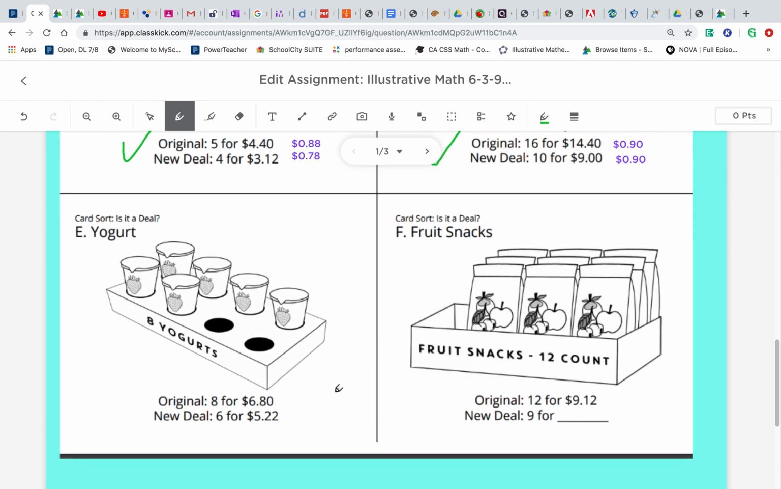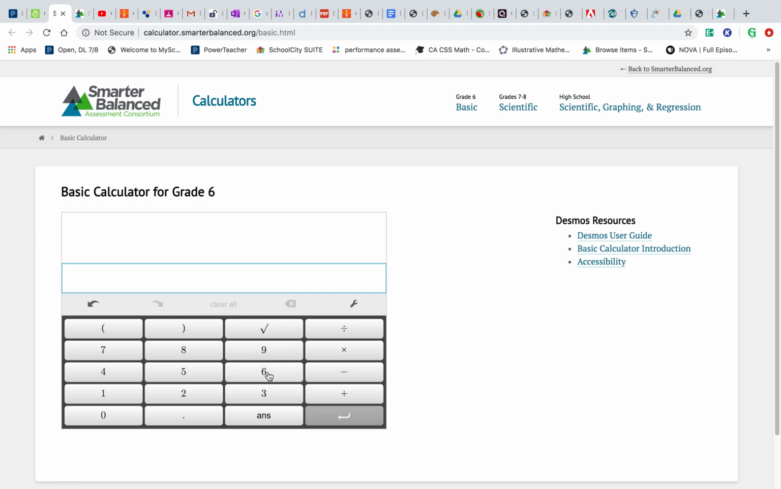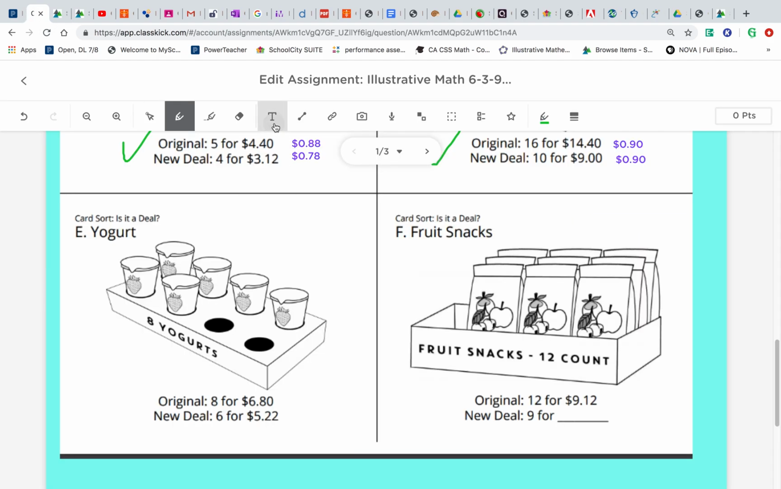For E, for yogurt, we have 8 for $6.80. So let's see what the unit price is. That's going to mean we take the price, the $6.80, and divide it by 8. That's 85 cents for 1. So we want to note that in here. Okay, 85 cents is the unit rate for that.